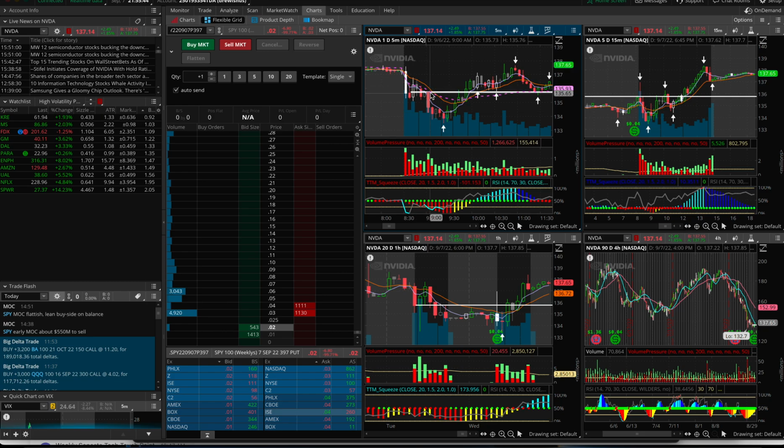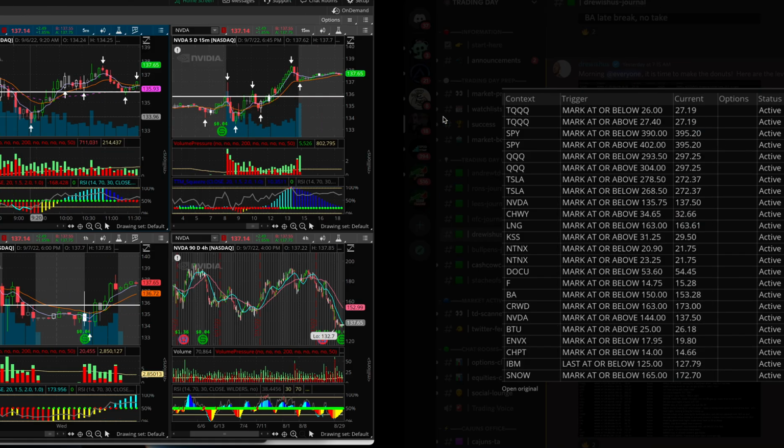But here's another one. There's the level, there's the break. I'm looking for either strength or conviction. We got both of them here. So we took this play, we got our 50%, we got out, and we moved on.